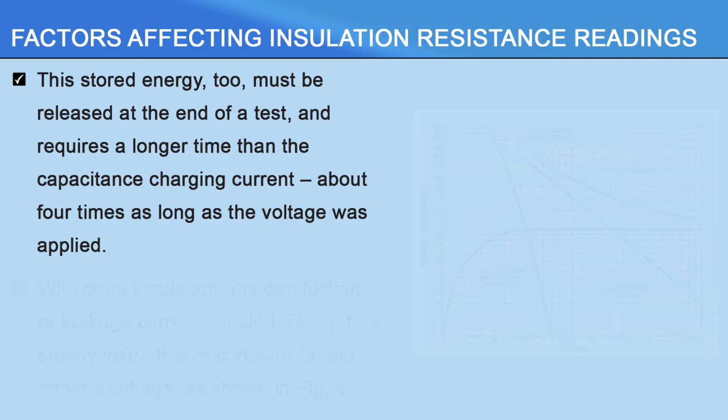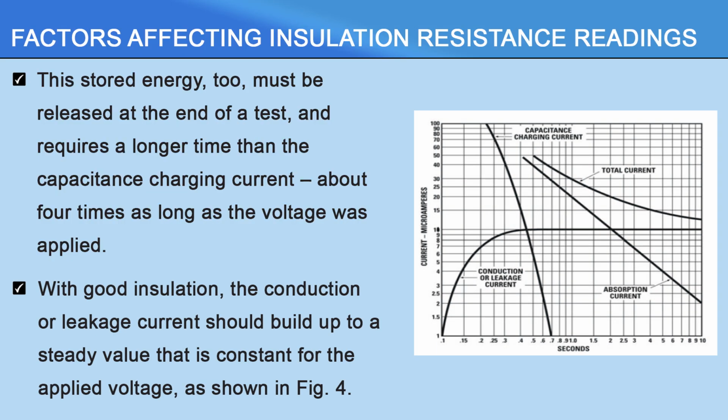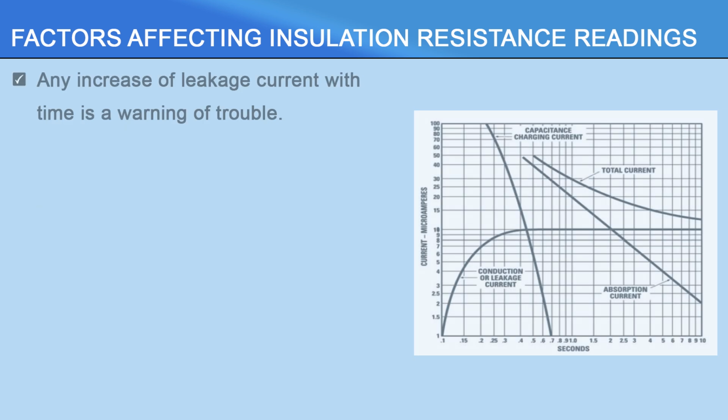So that should be released, as it is mentioned, it must be released at the end of a test so that for the next test, the value is at the normal range. With good insulation, the conduction or leakage current should build up to a steady value that is constant for the applied voltage as shown in figure 4. Any increase of leakage current with time is a warning of trouble.